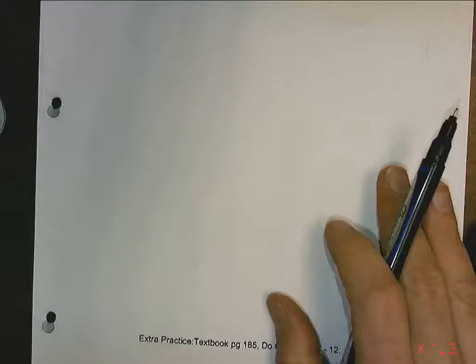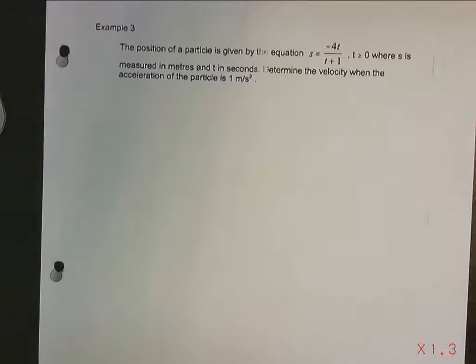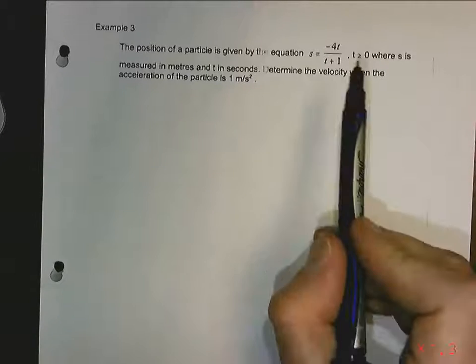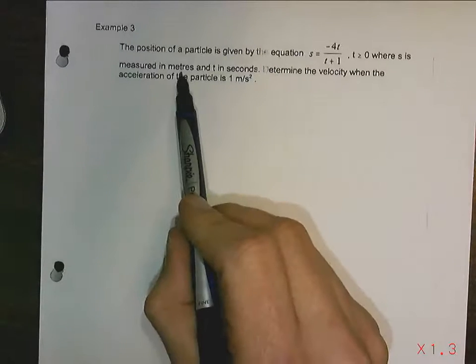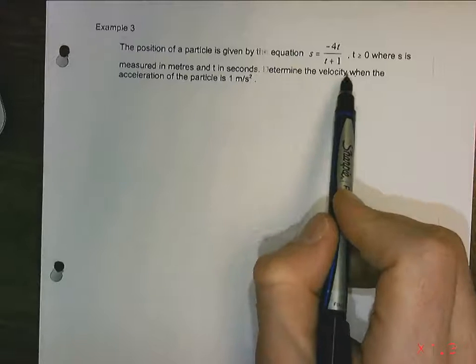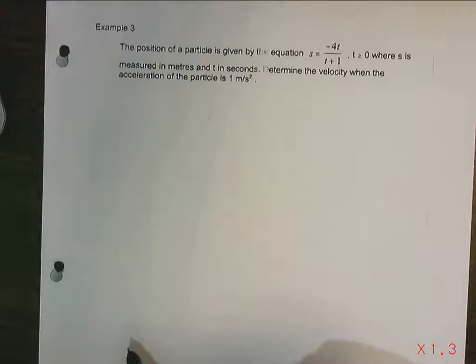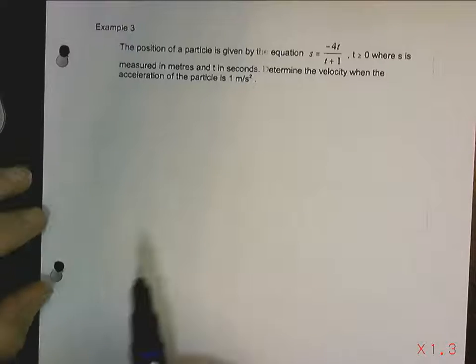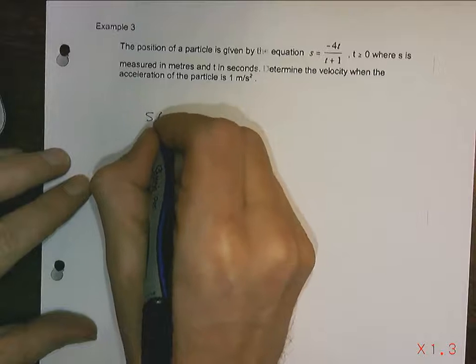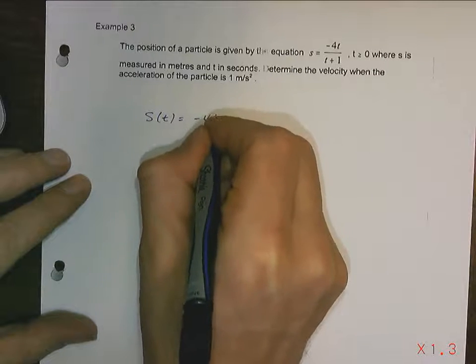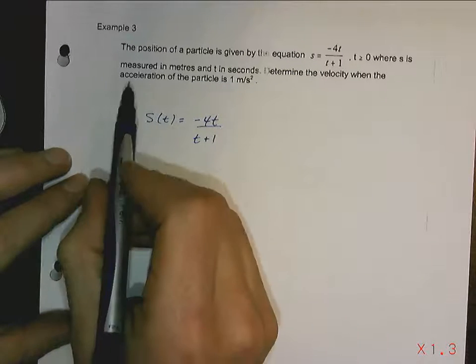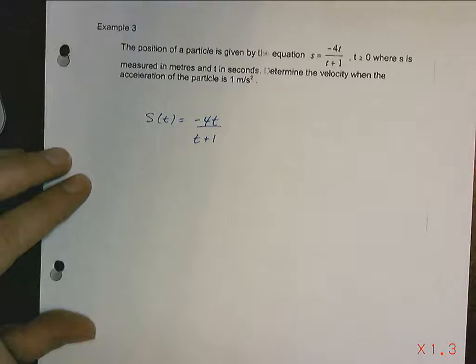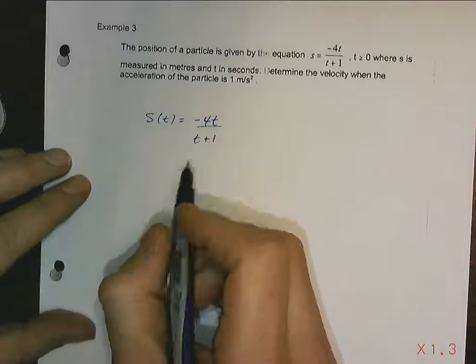Let's take a look at example 3 now. Example 3 has a position of a particle. It's given by this equation, where t is greater than or equal to 0, where s is measured in meters and t is in seconds. Determine the velocity when the acceleration of the particle is 1 meter per second squared. So the position is given by negative 4t over t plus 1. They would like to know the velocity when the acceleration is equal to 1. So I need to find the acceleration in terms of t.